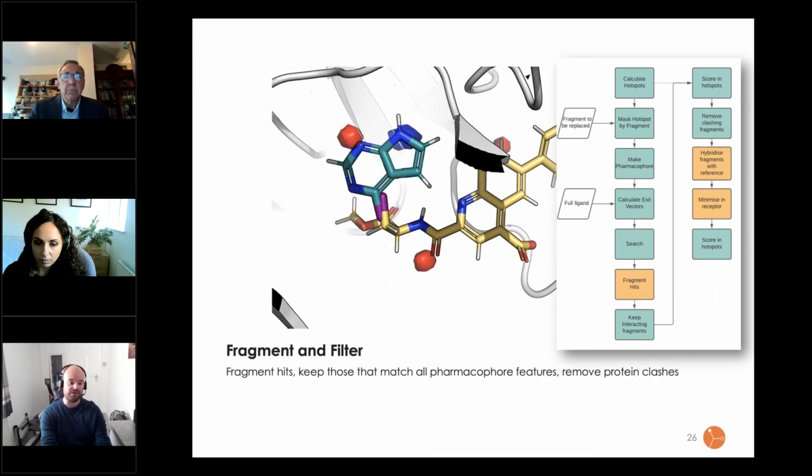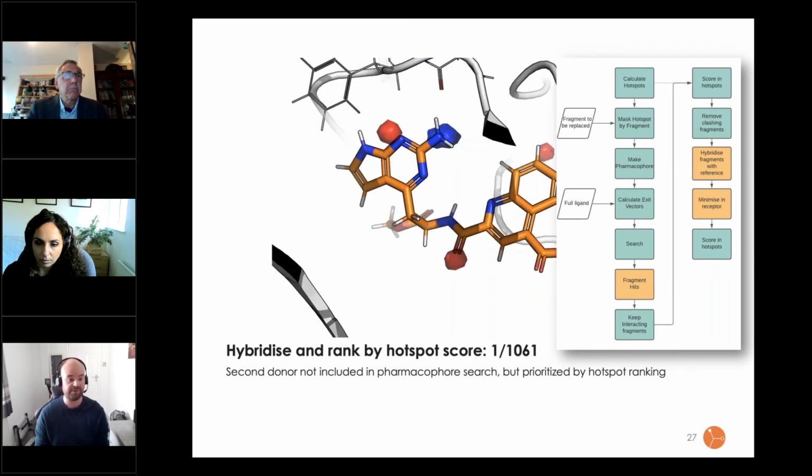These are then scored in the hotspots, as a way to filter out any of the remaining fragments that clash with the protein. The next step is to, using some of our internal tools, hybridize these fragments onto the reference molecule by cutting at the predetermined attachment points. Because we use quite a tight tolerance for the exit vector, generally these line up pretty well, but it's still not ideal. So the next step is to do a minimization in the receptor, keeping the protein rigid, and then give that set of minimized receptors a final scoring in the hotspot maps, and rank them by their hotspot scores.